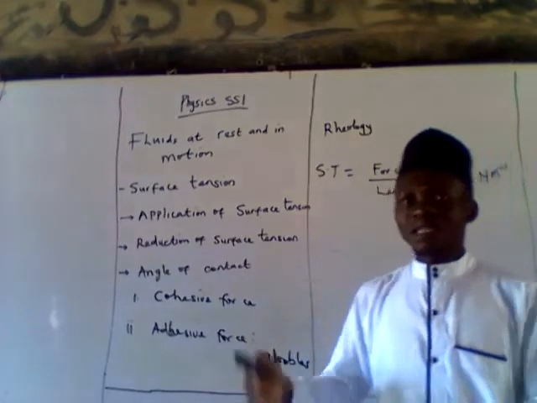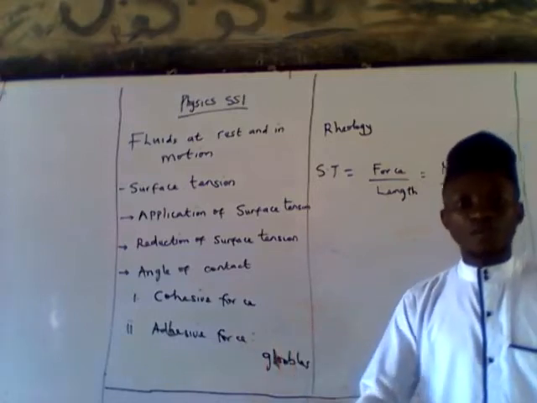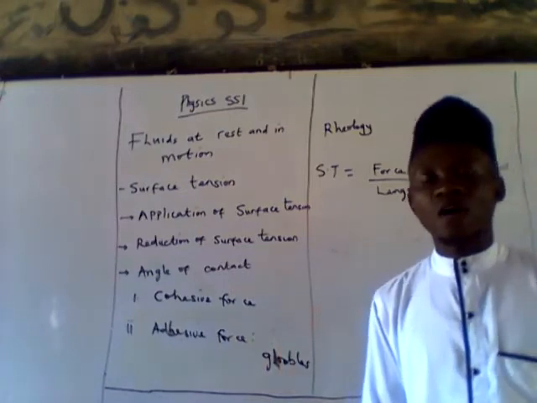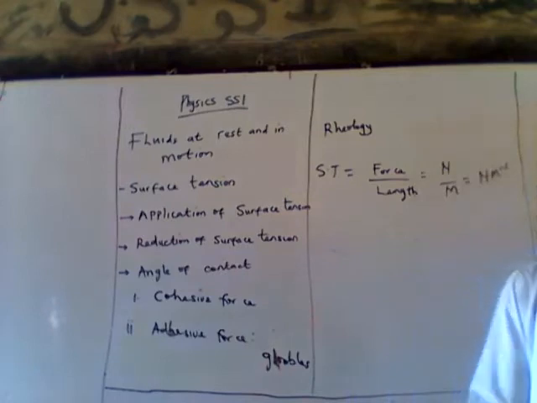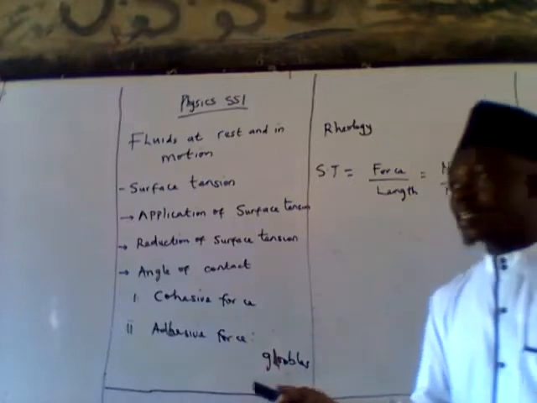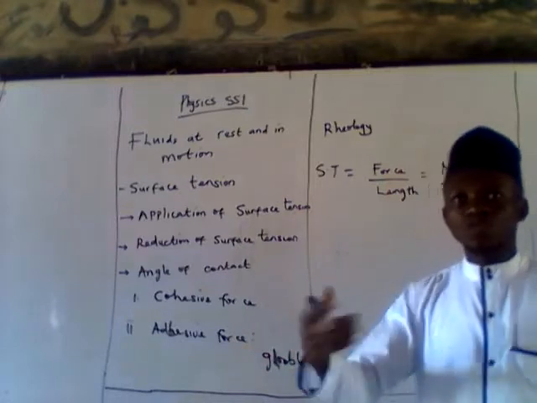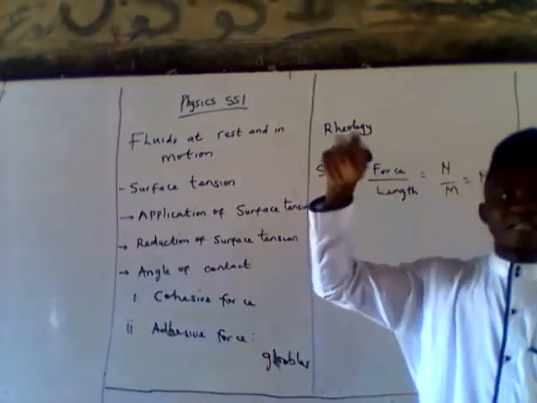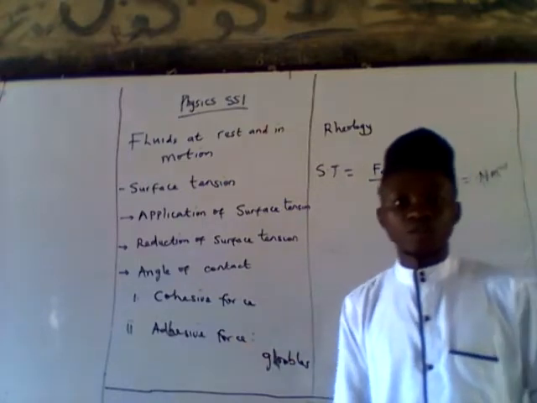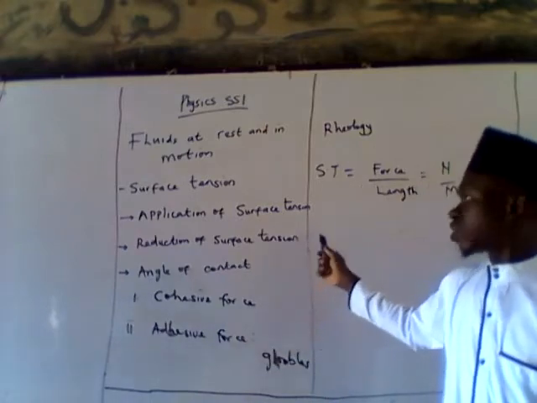So this is one of the applications of surface tension: it is used in the production of waterproof or rainproof materials, like your umbrella. Once you open your umbrella, you will see that you will not be drenched by the rain, because as the rain falls, the umbrella repels the rainfall, so you inside the umbrella will not be drenched. So this is one of the applications of surface tension.